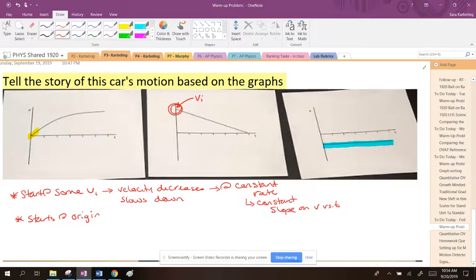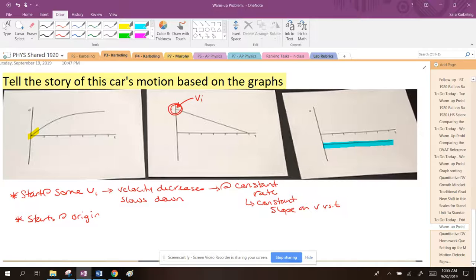What graph are we talking about? I'm saying the object starts at the origin. I want to know if it's moving in a positive direction or a negative direction. Positive. And why? Because it's in the first quadrant. It's in the first quadrant, like the graph of the position, right? Yeah. And I'm not trying to pick on you.